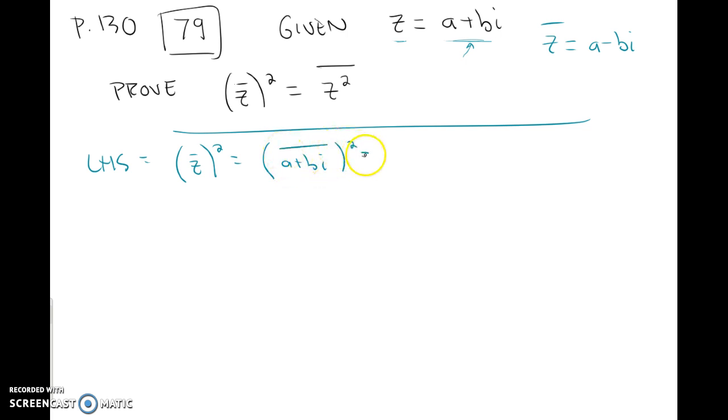conjugate, squared. So this bar over top of it says take the conjugate of that number on the inside. Conjugate, that would be a minus bi, the complex conjugate. Now I need to square that. Square the first, I get a squared. Multiply these together and double it, I get negative 2abi. And then square that, you get plus b squared i squared.